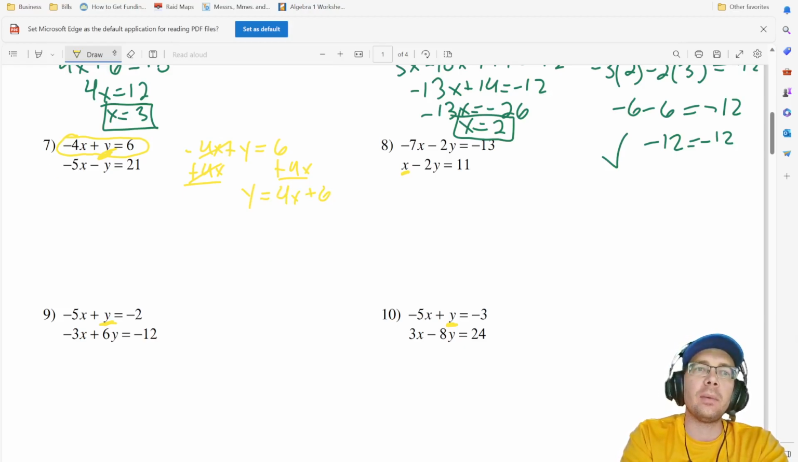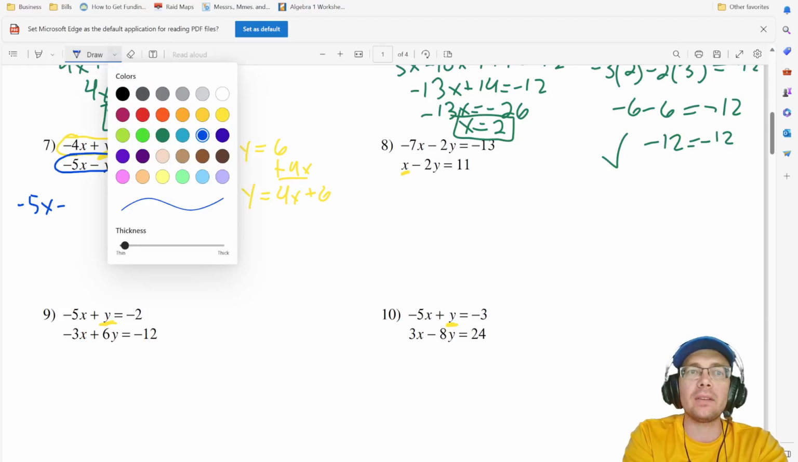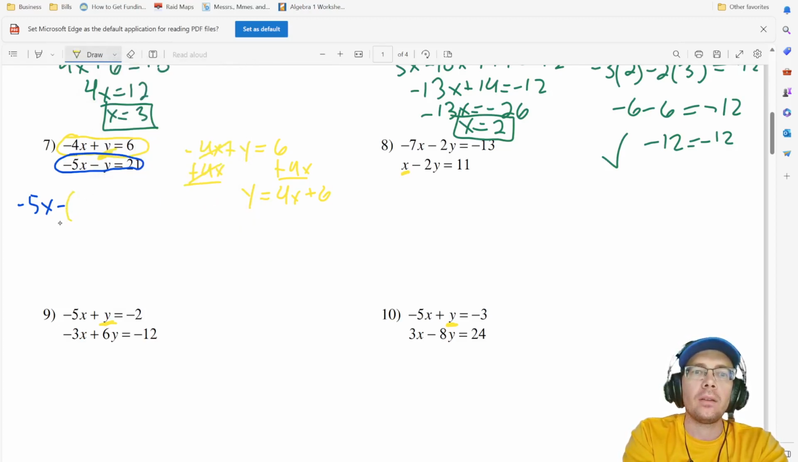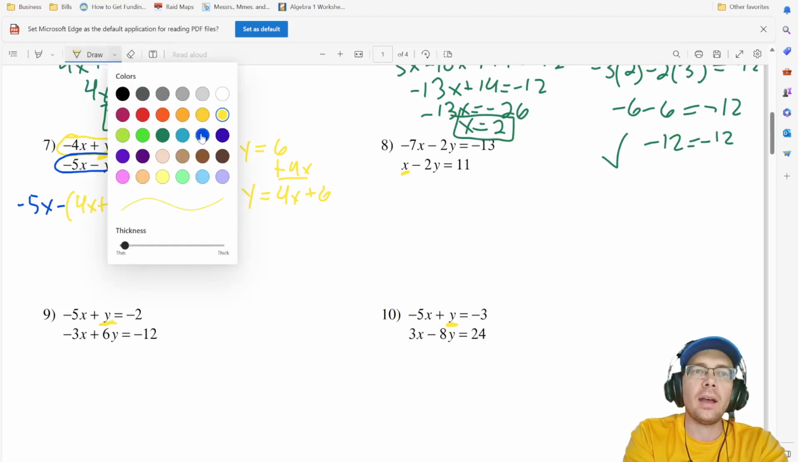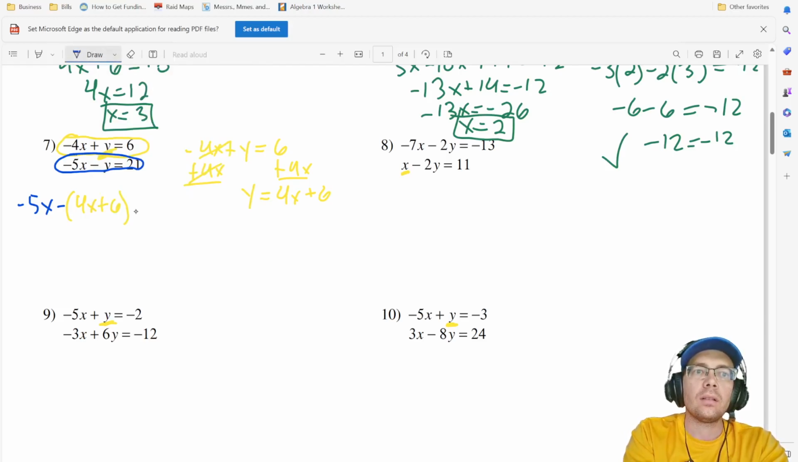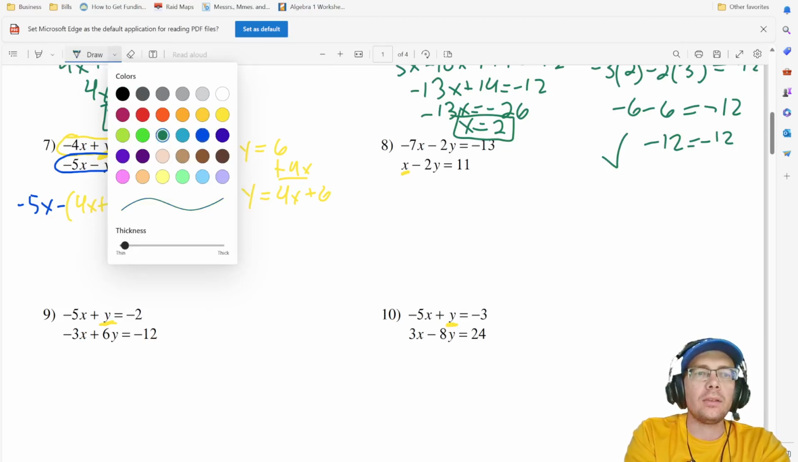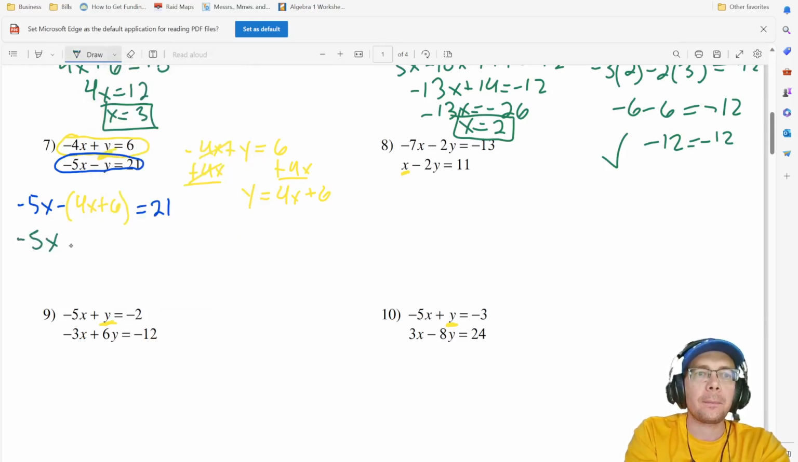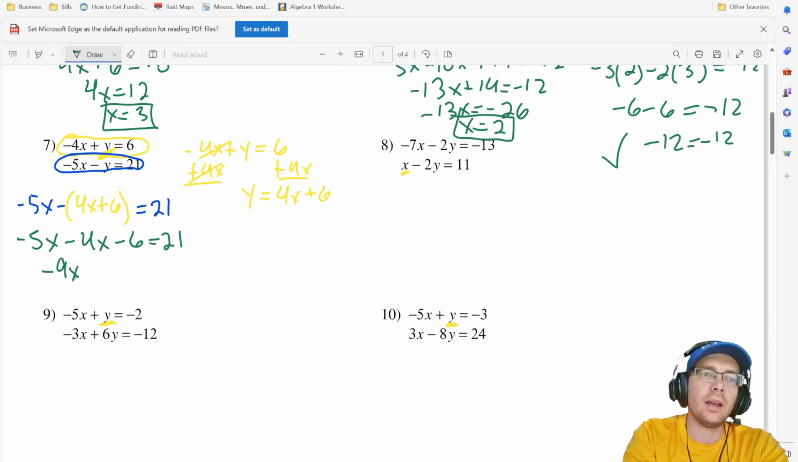And then I can plug it into my other equation, my blue equation. So I just plug it into my blue equation, -5x minus y. You still have to have parentheses. Don't forget to always use parentheses. So minus (4x plus 6) is equal to 21. Okie dokie. And so then we have -5x minus 4x minus 6. Okay, that's -9x minus 6.